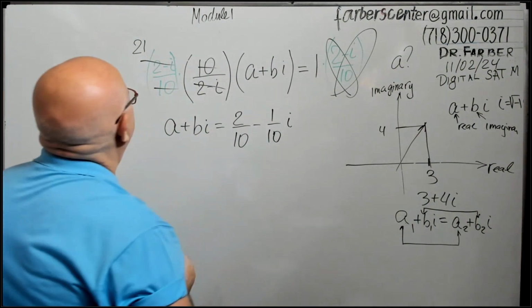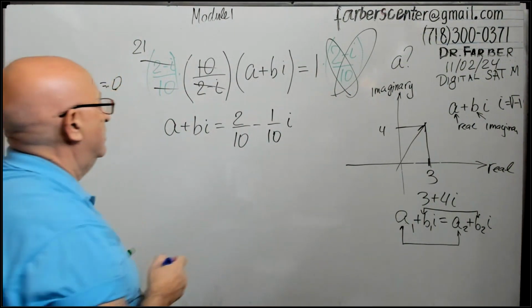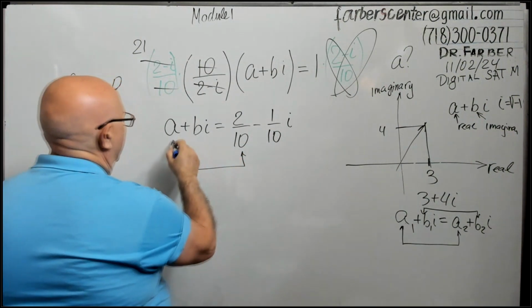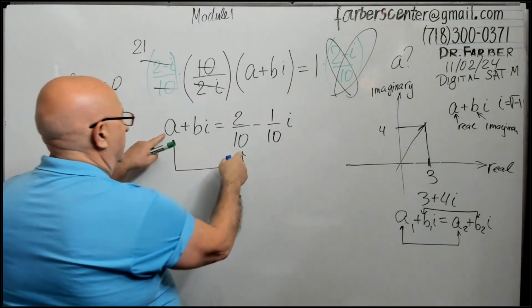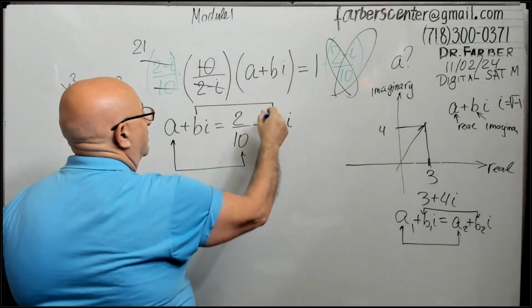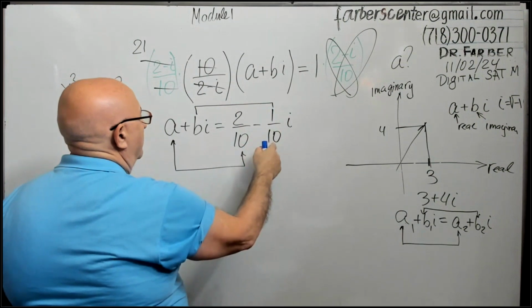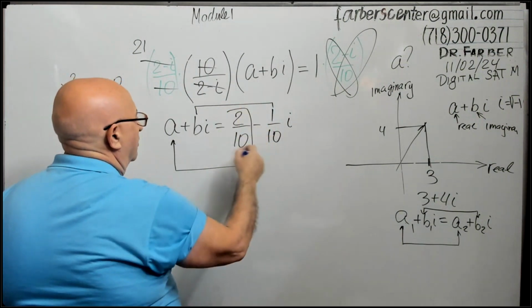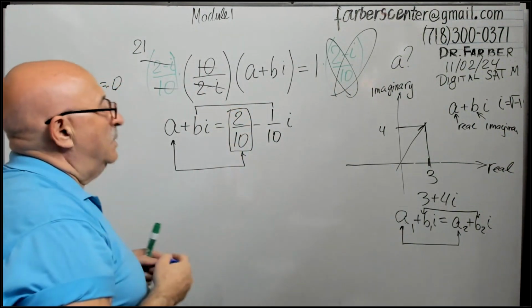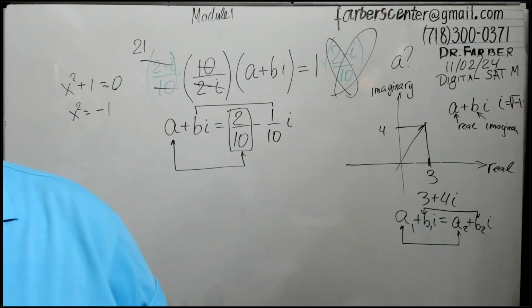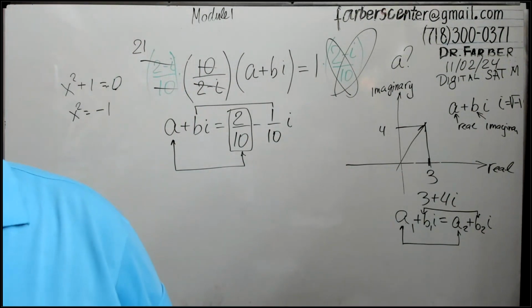And they ask you to find what? I forget, a. So this is a. Two complex numbers are equal when the real parts are equal and the imaginary parts are equal. So this is actually b, and this is a, and the answer would be 2 over 10. Who understands this 100%? Good.